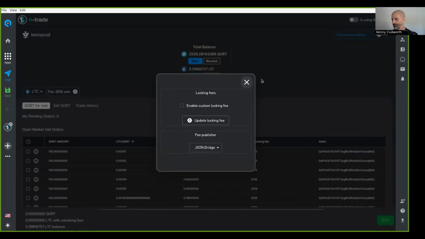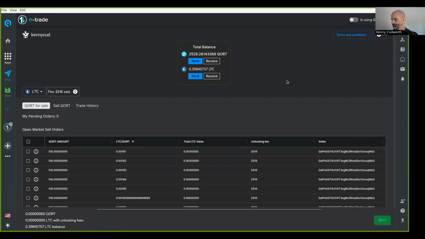And so the first thing that they'll do is go up to this wheel up here on the right, and their fee publisher. There's two options. You can use the JSON Bridge fee publisher, or you can use the foreign fee publisher. And the JSON Bridge publisher is the one that's being maintained. Right now the foreign fee publisher is not being maintained. So I recommend using the JSON.bridge fee publisher, which is also the default publisher. So you shouldn't have to do anything there. And we do not need to worry about locking fees right at this point. So we are just going to make sure that the fee publisher is JSON.bridge, and then we're going to look at the unlocking fees.